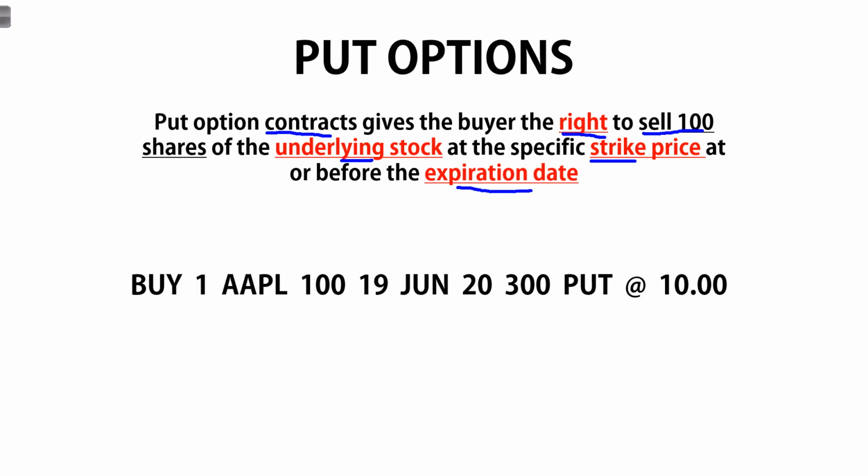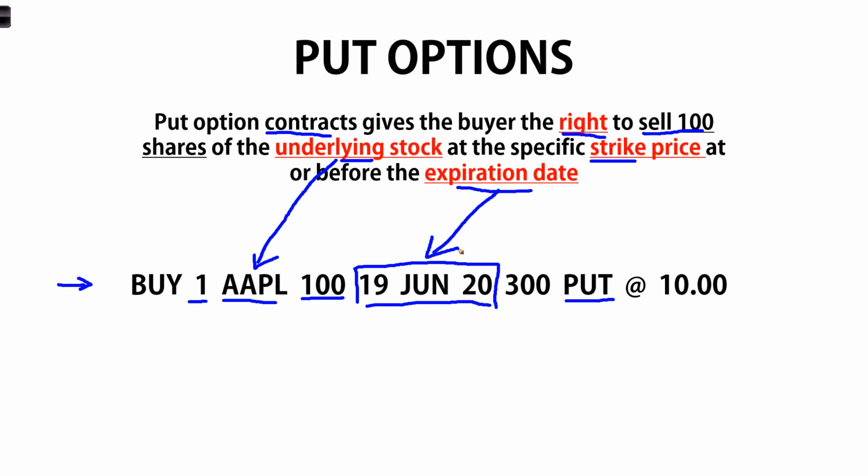Using the same example of Apple, when you buy a put option on Apple through your broker, this is normally what you would see. In this condensed notation over here, you are buying one put contract of Apple shares, which is the underlying stock. And this put option contract controls 100 shares of Apple. This contract has an expiry date of 19 June 2020. The strike price is the agreed fixed price at which you will be selling your shares of Apple. And in our example, the agreed strike price is 300 per share.